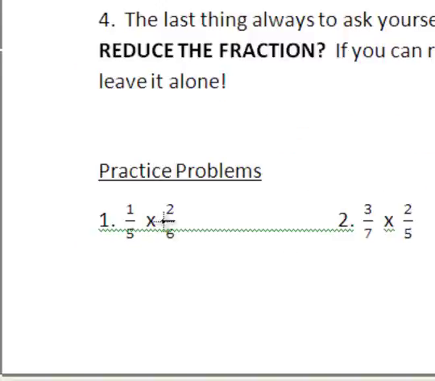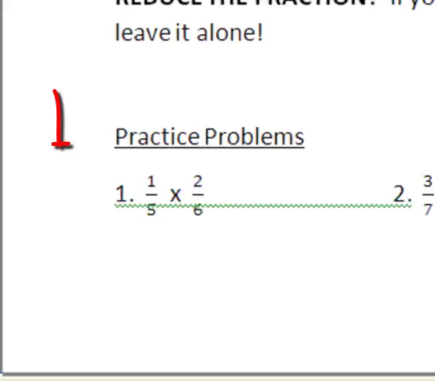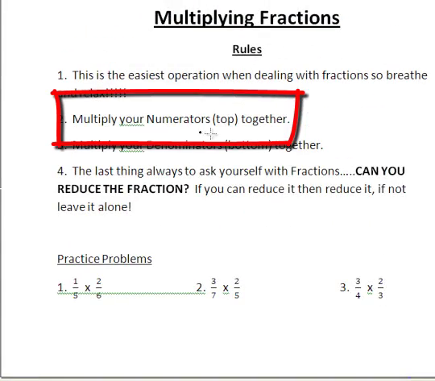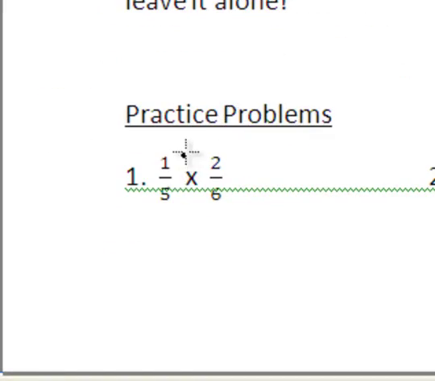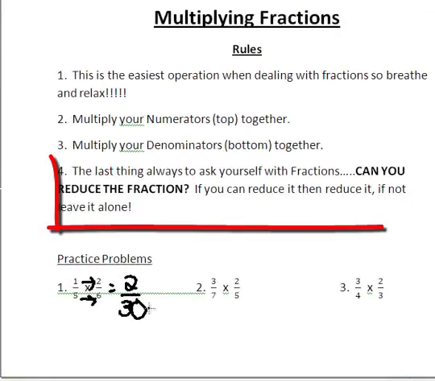Alright, so the first problem we're going to look at here is 1/5 times 2/6. So remember, our first rule says multiply your numerators, your top ones, together. So we're going to take 1, multiply it by 2, which is of course 2. So that was our top number, so that's going to stay on the top. And then we're going to multiply our denominators, which are these bottom numbers. So we're going to take 5 times 6, which is 30, and since those are our denominators, it's going to stay on the bottom. So now we have 2/30.